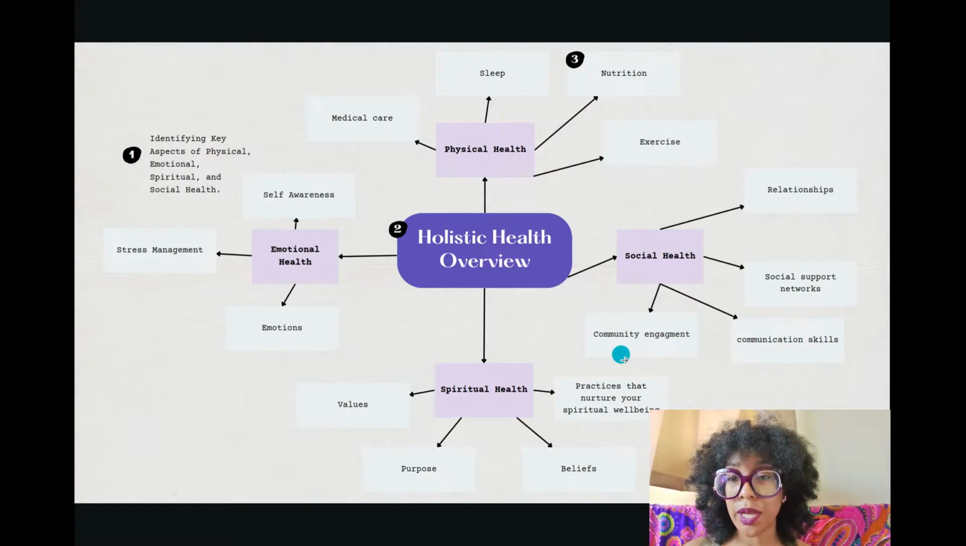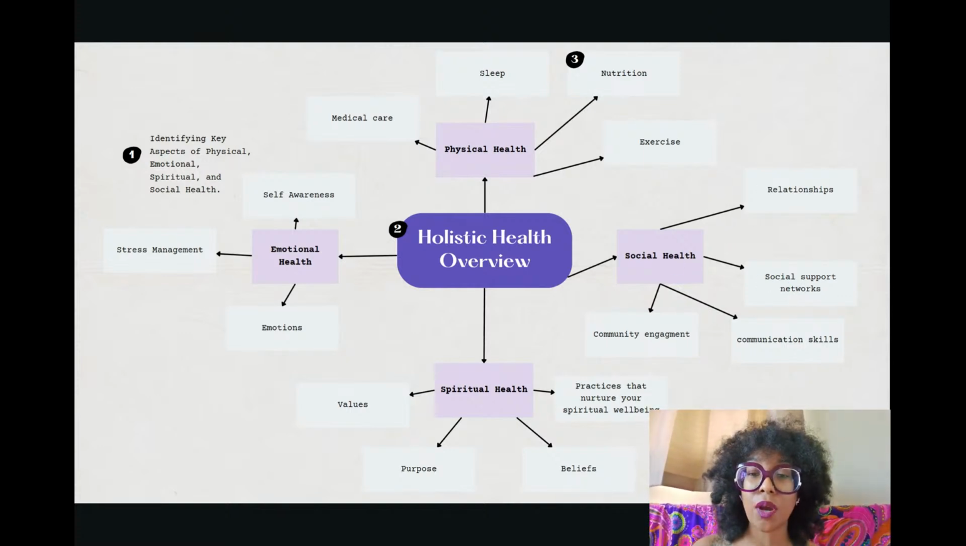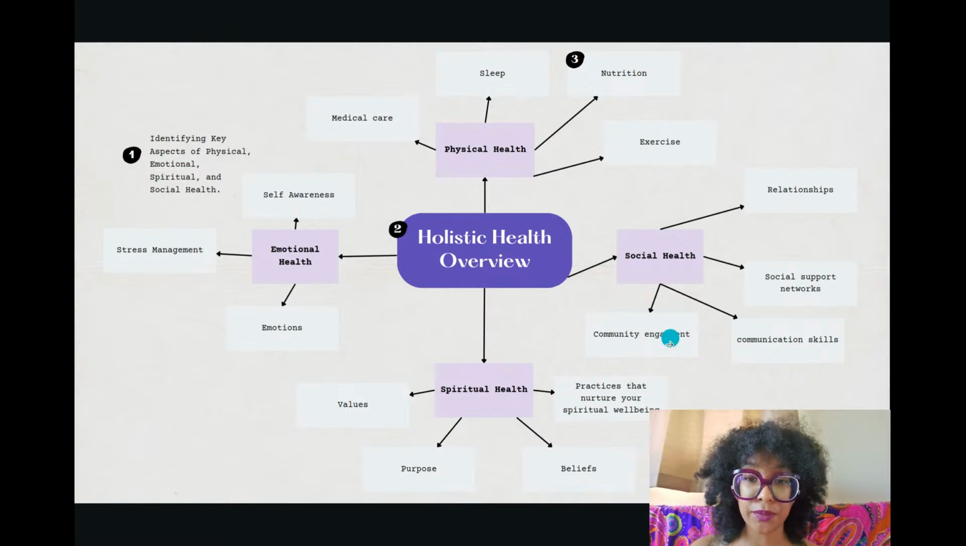Your social health includes your community engagement, looking at things such as communication skills, social support networks, and your relationships, which gives an idea of the overall health of your social health.